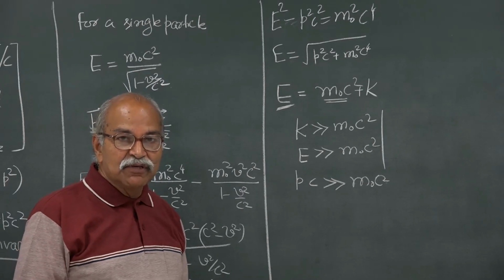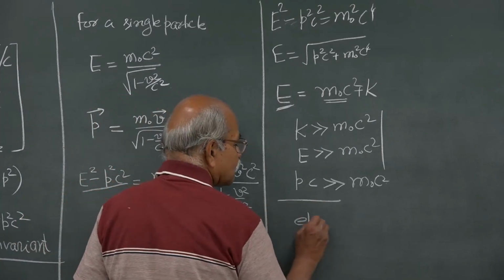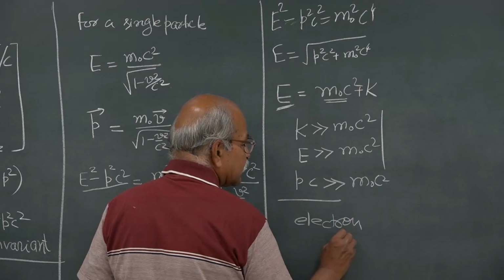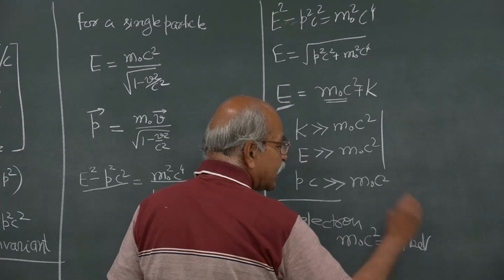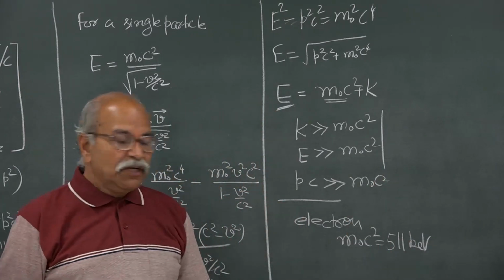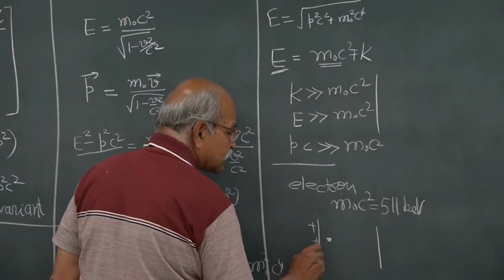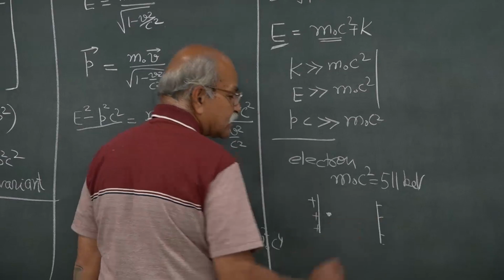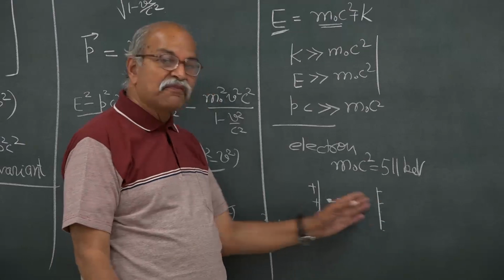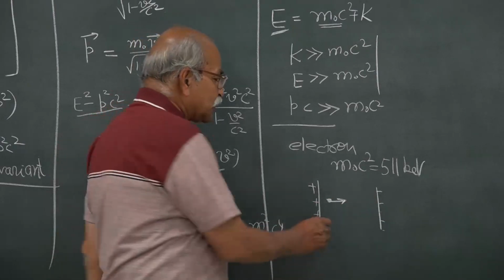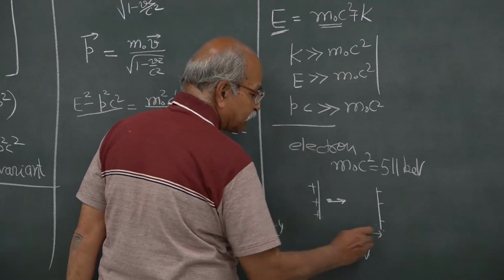So, for example, suppose you have an electron. Now, for an electron, the rest mass energy is 511 keV, several times I have mentioned that. Now, suppose these are two plates, positive and negative capacitor plates, and this electron is moving with this electric field, and the potential difference is, let us say, 100 volts.